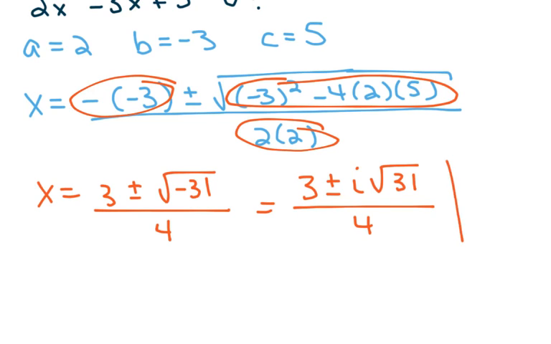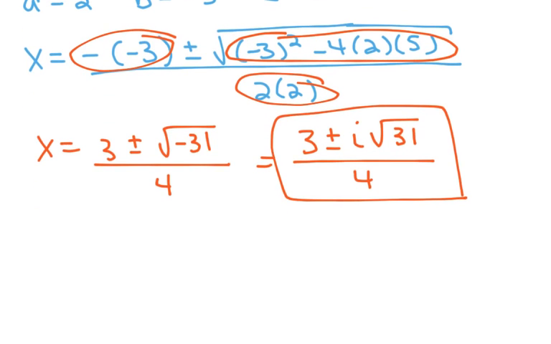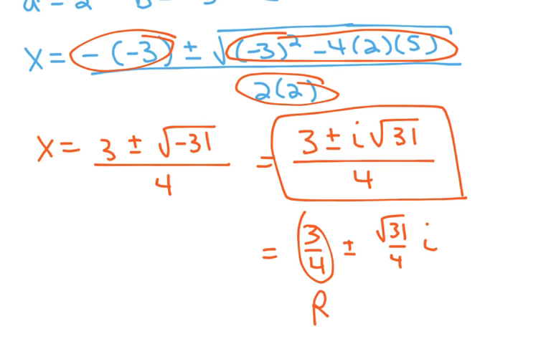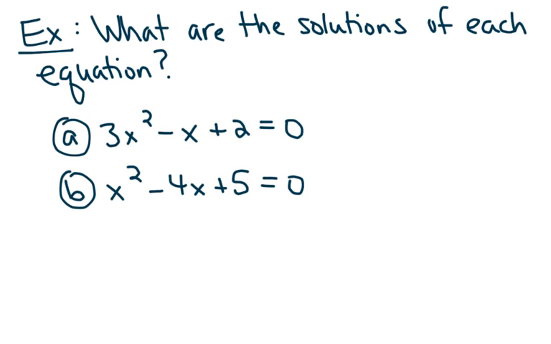Now, you can leave the answer like this, or the book writes it as 3/4 plus or minus the square root of 31 over 4 i. They would like to write it in real and imaginary components, and I don't care which way you write it. I believe on the test we usually write it in this format. Now I would like you to try these two problems on your own.